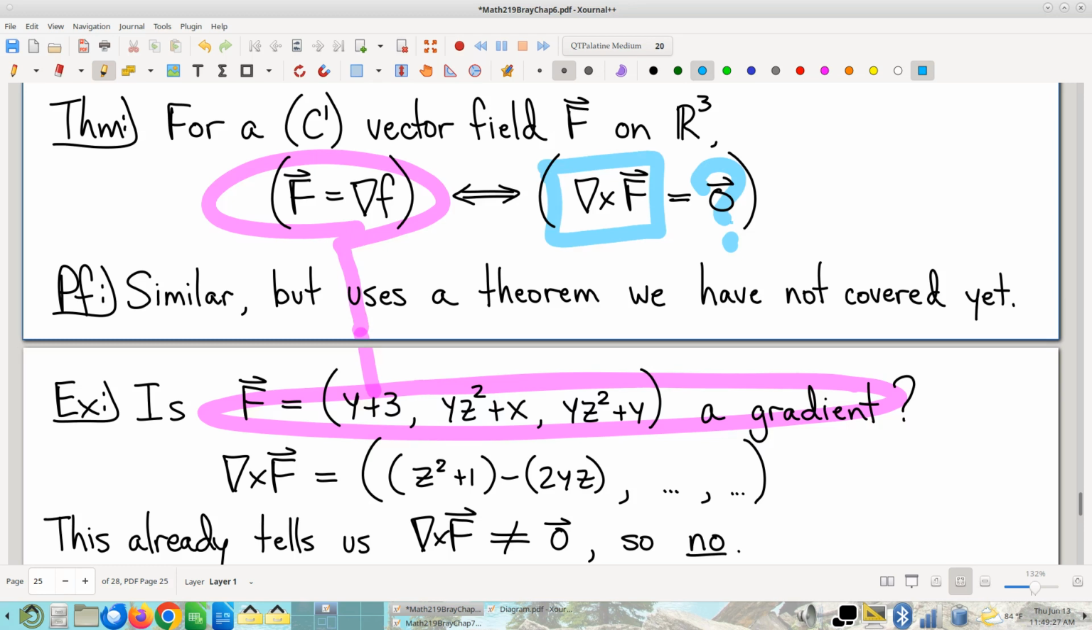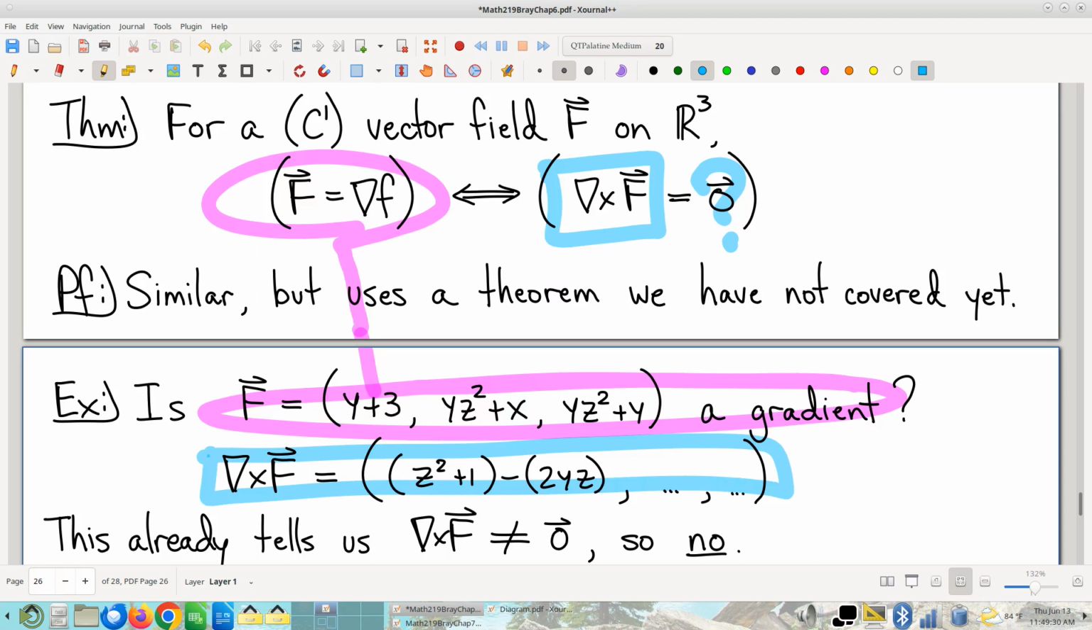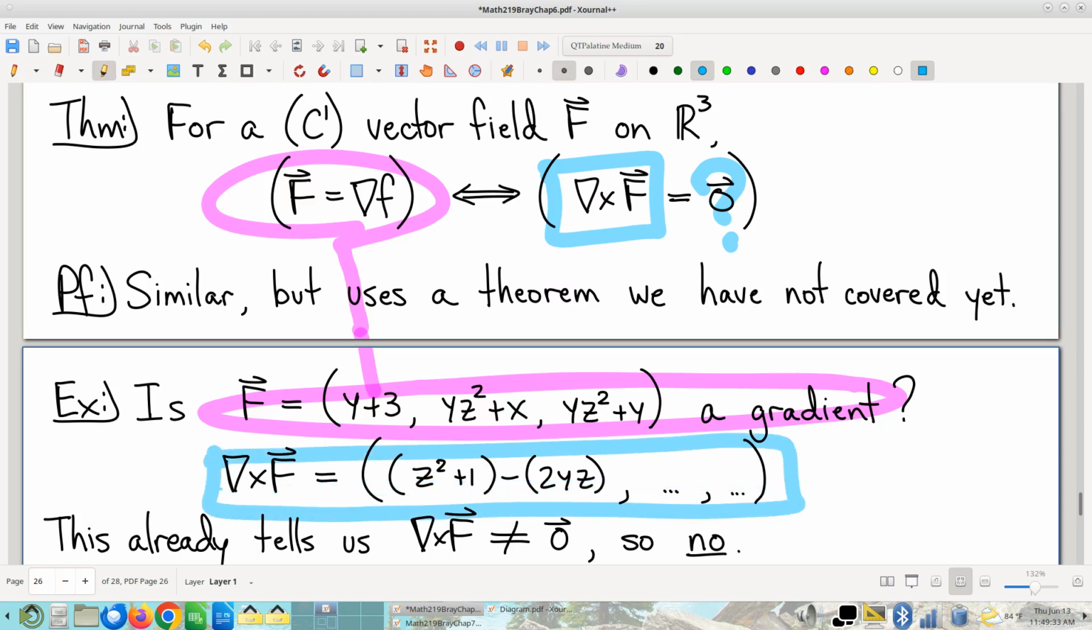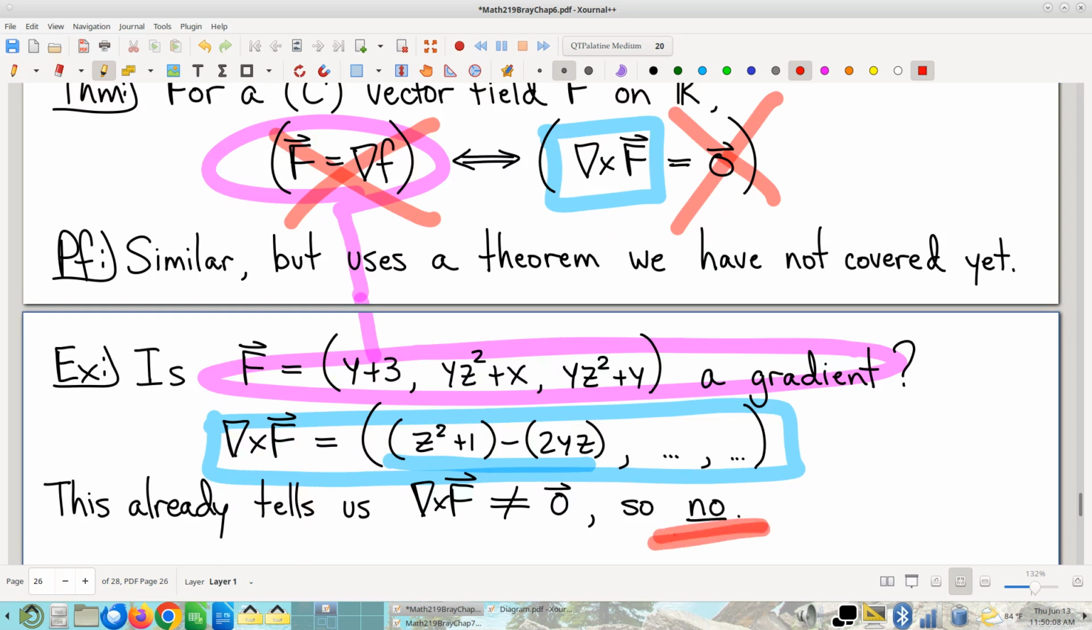All right, well, here's the curl. Compute the curl. Notice I didn't even finish the computation. I only computed the first coordinate of the curl. And I can already see that this is not going to end up being the 0 vector. Clearly. We clearly do not have 0. The first coordinate's non-zero, therefore the vector can't be 0. And if it's not 0, then that means that this is not a gradient. Is that good?